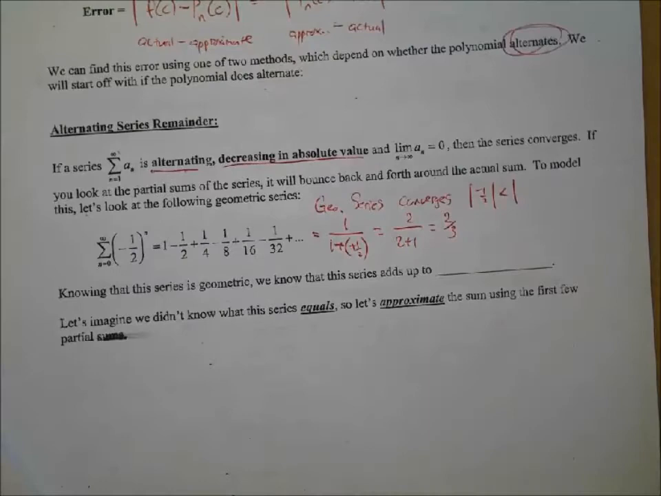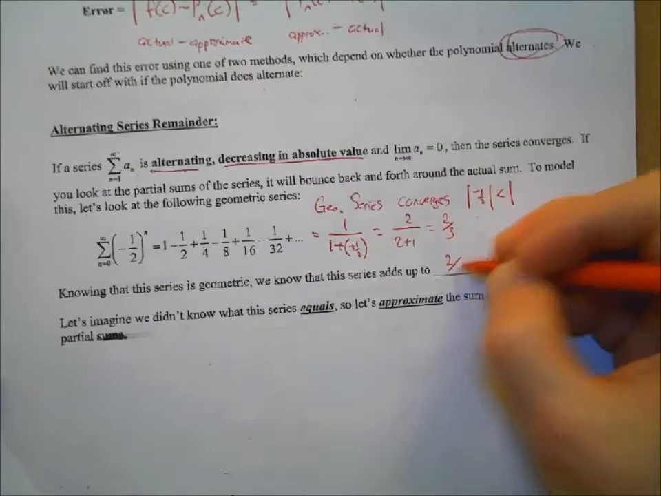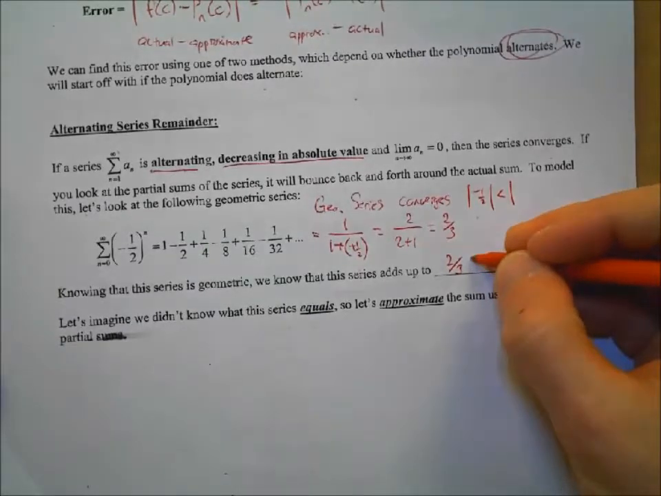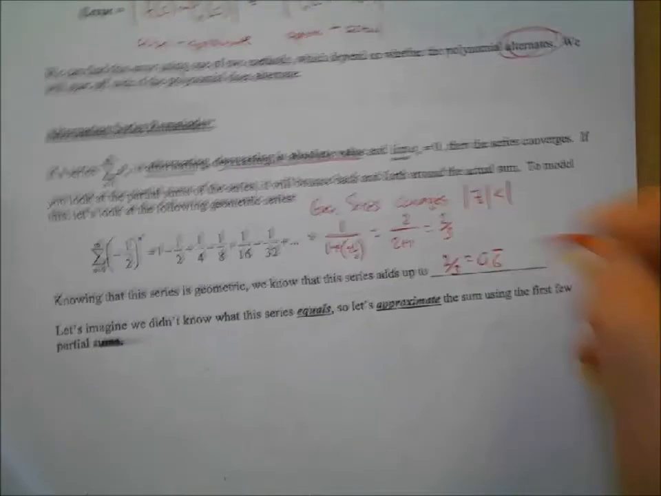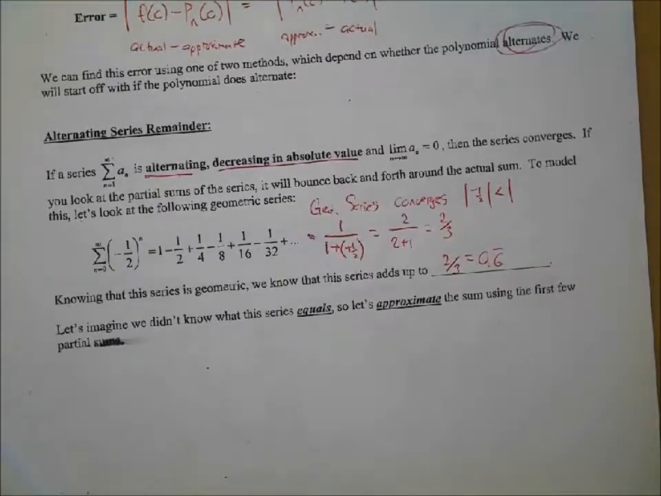So, knowing the series is geometric, we already know that the series adds up to 2/3, or if you like, 0.6 repeating. So again, the use of the error approximation here is not that great, because we already know what the exact value is. But we're going to take something that we know the actual value of, and then build this idea of error, how we can understand the error and stuff like that.